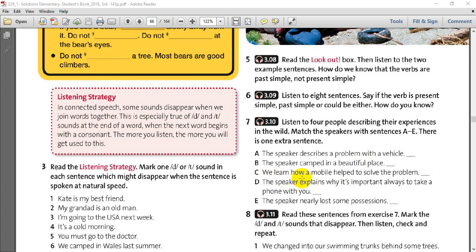C. We learn how a mobile helped to solve the problem. D. The speaker explains why it's important always to take a phone with you. E. The speaker nearly lost some possessions.